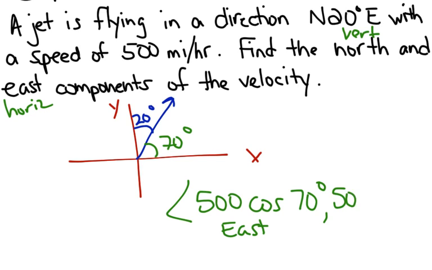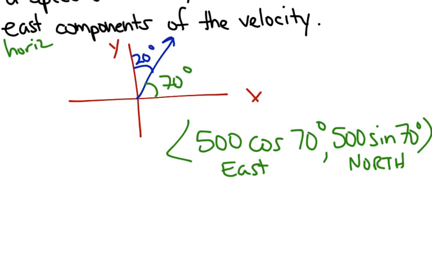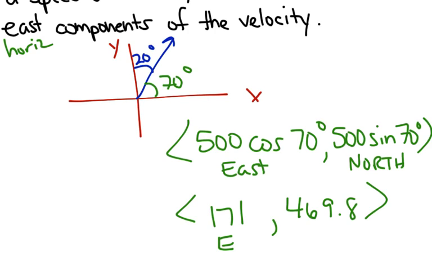And then I'm going to do 500 sine of 70 degrees, which is going to give me my north, or vertical component. So 500 times the cosine of 70 is 171 approximately. And 500 times the sine of 70 is 469.8. This is my east component and my north component.